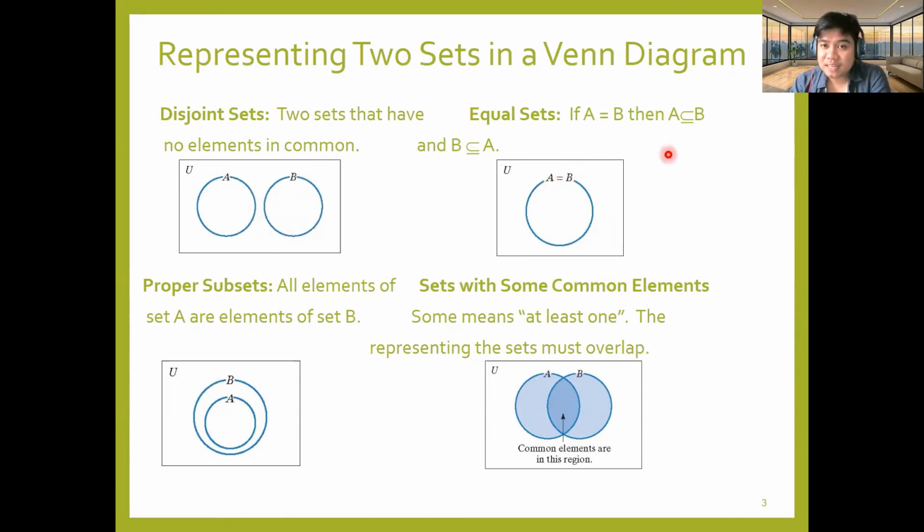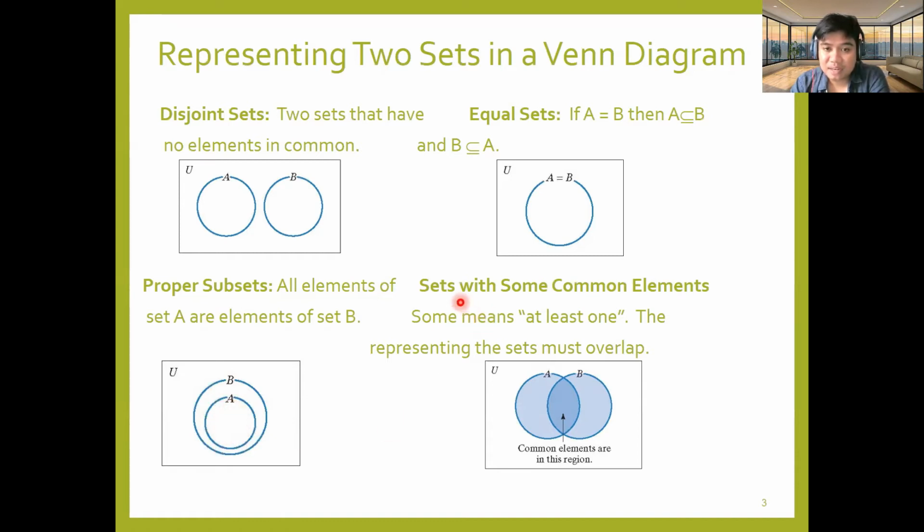And then we have here equal sets. We know that two sets are equal if they have the same or exact elements. So if A is equal to B, then A is a subset of B and B is a subset of A. Kapag ilalagay natin yun sa Venn diagram, ganyan. So si set A and set B are equal. And we have also here proper subsets, where all elements of set A are elements of set B. So if you're going to show that on Venn diagram, ganitong itsura niya. So lahat ng elements ng set A are also elements of set B.